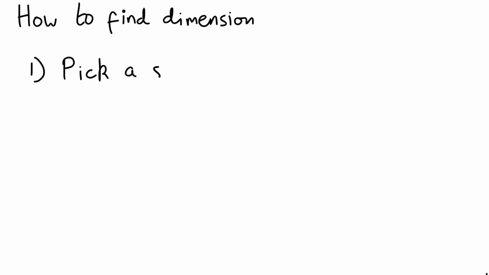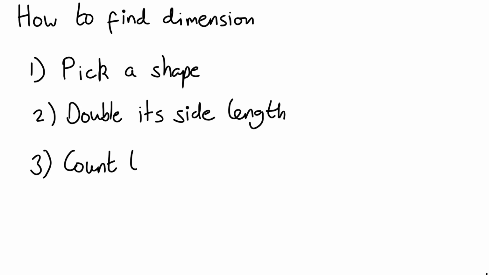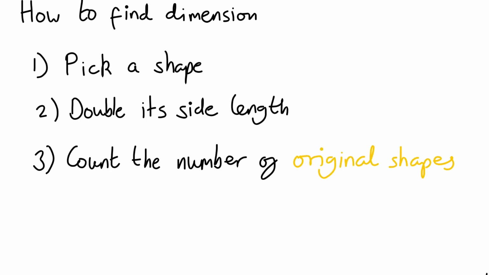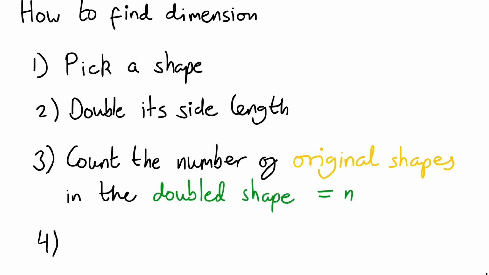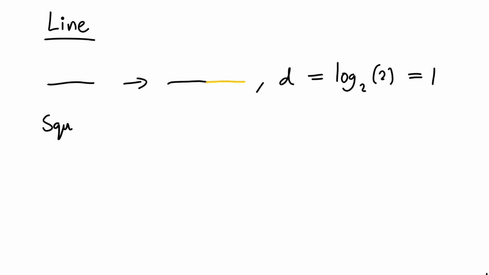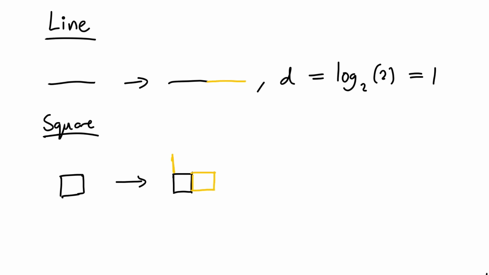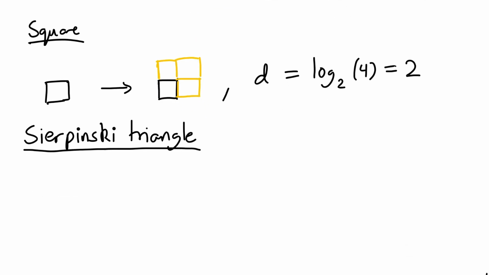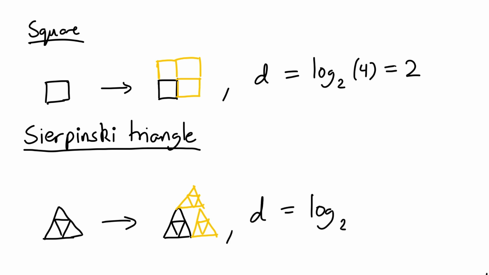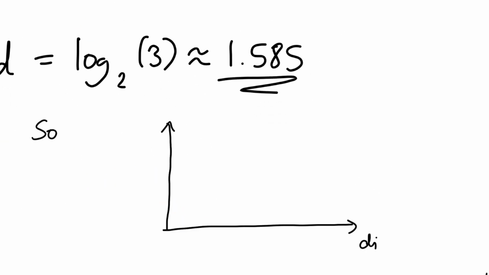We're going to start with the easiest way to calculate dimension. You take your shape, double its side length, and count how many copies of your original shape are in your new shape. Let's call this number n. Then you use the handy formula 2 to the d equals n. So with a line to double its length, we need 2 lines, so d, the dimension, is 1. For a square to double its side length, we need 4 squares, so the dimension will be 2. And for the Sierpinski triangle to double its length, we need 3 triangles, so the dimension is going to be log base 2 of 3, which turns out to be around 1.585. So there's your answer. It is the same for the Sierpinski triangle, and its graph looks like this.